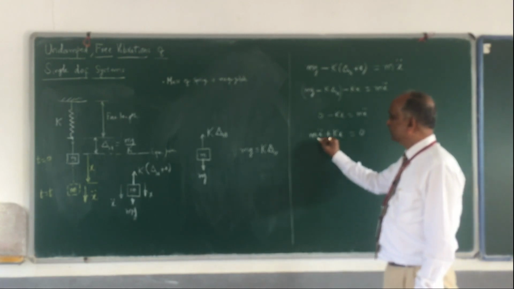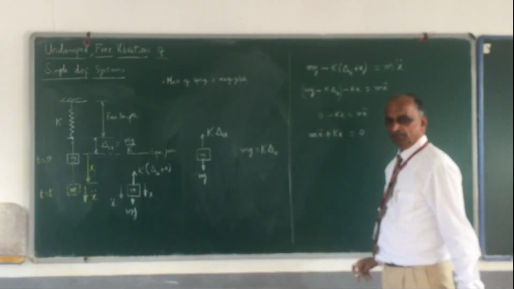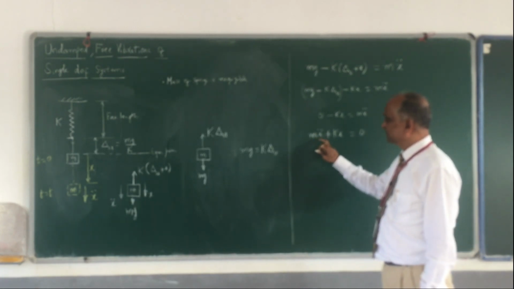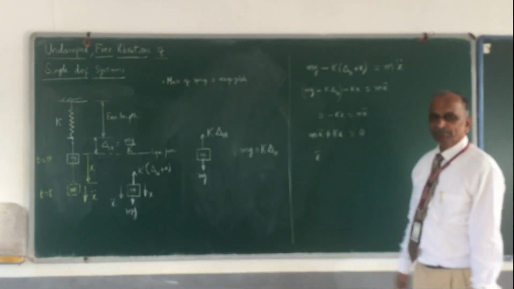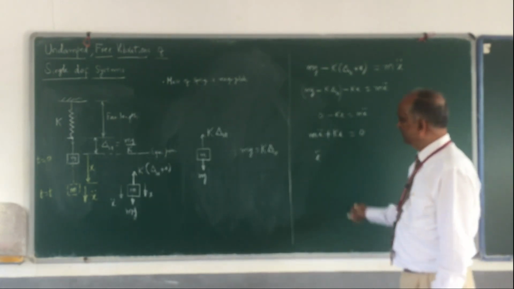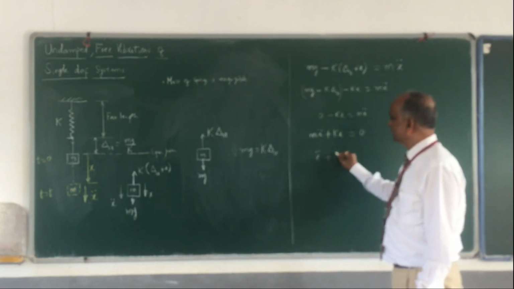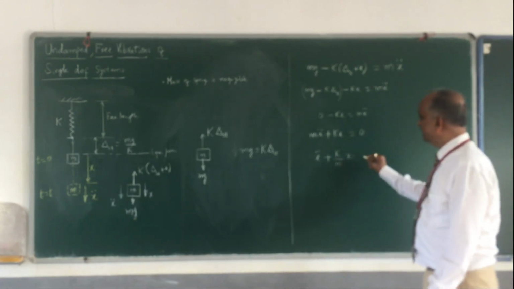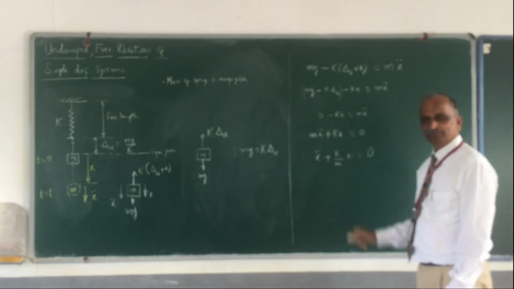I don't want any coefficient for x double dot other than 1. So I want to make this 1, so I want to write x double dot here. How can I do that? Divide through by m. m x double dot divided by m is nothing but x double dot, plus kx divided by m, that is nothing but k divided by m into x, and 0 divided by m is nothing but 0.